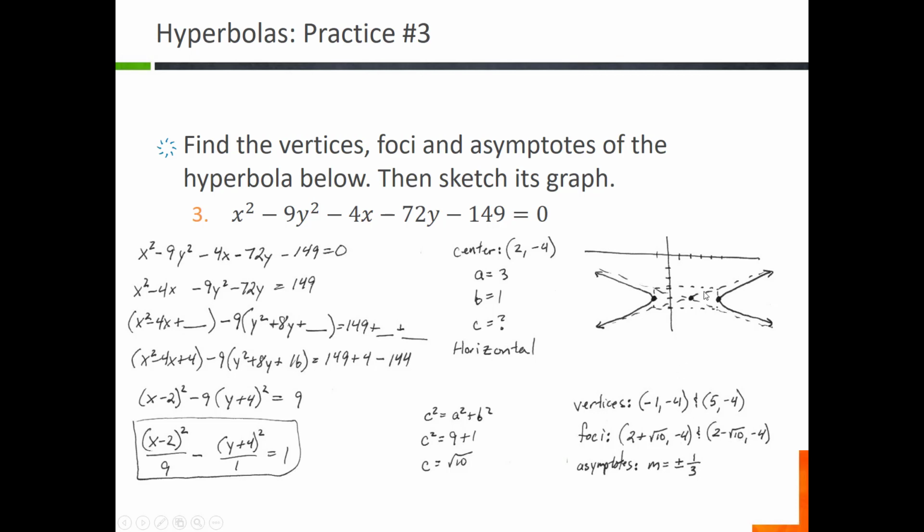And then the asymptotes, their slopes again, it's a rise of 1 and a run of 3, so plus or minus 1/3.